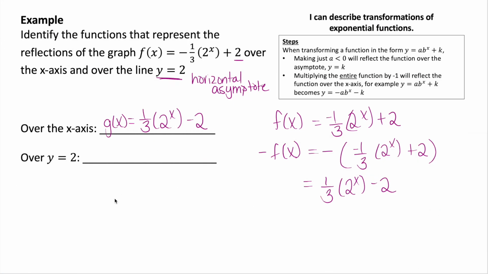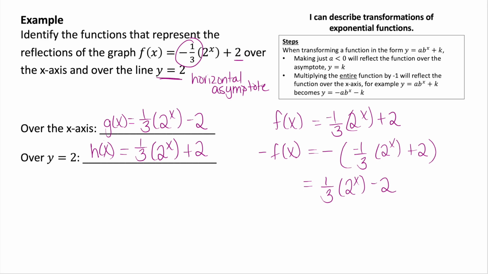Well, now it wants us to reflect over y equals 2. Okay, well, remember what it said is that just making a the opposite sign is going to reflect it over y equals 2. So what I'm going to do is change that negative 1/3 and make that a positive 1/3. Okay, so I have a new function, h of x, positive 1/3 times 2 to the x, but then I'm going to leave that plus 2 the same.